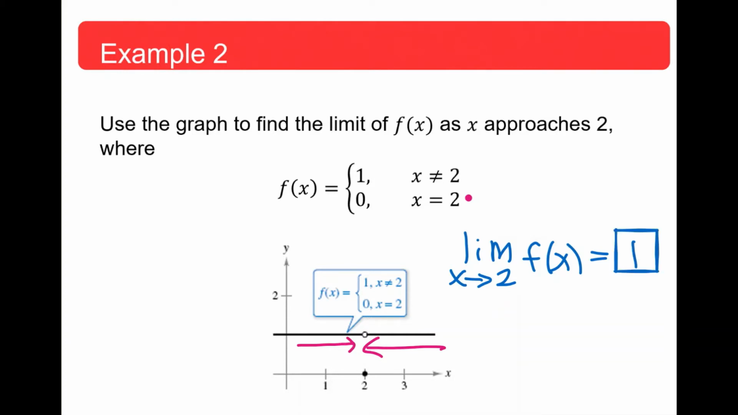So again, remember, we don't care what's happening at 2. We care about what is happening as x approaches 2. So that means we're going to look at what's happening on the left side and what's happening on the right side.